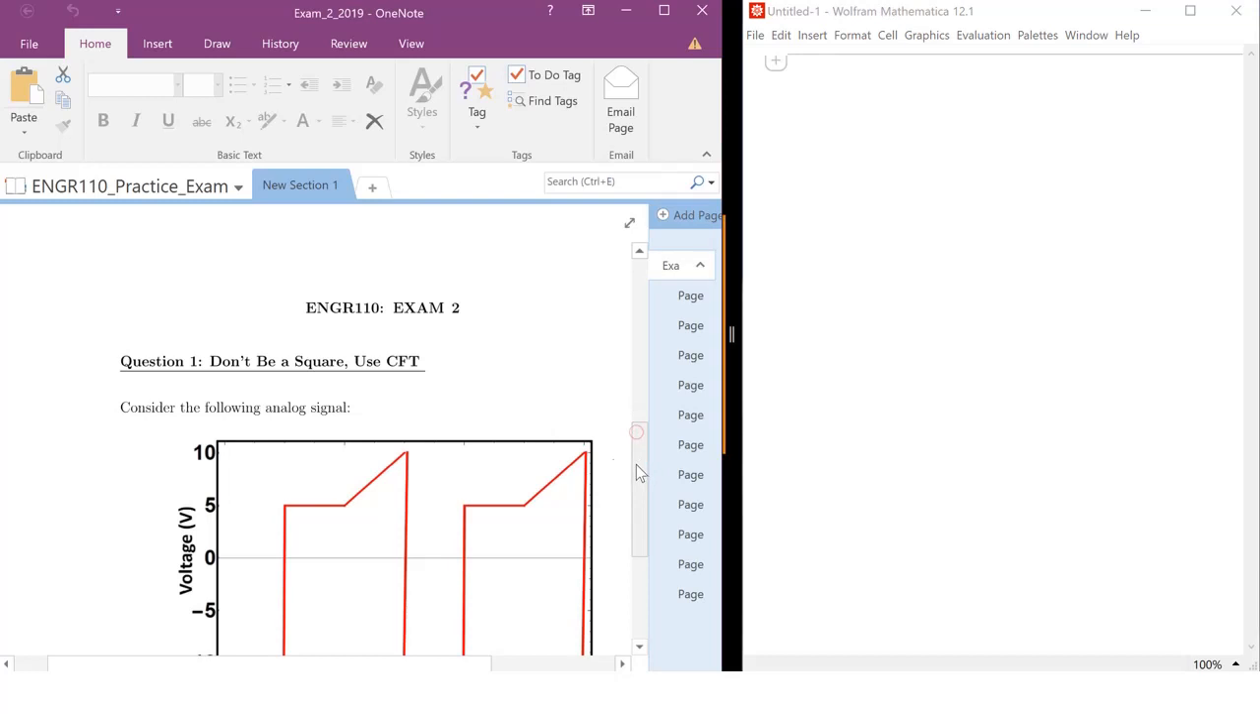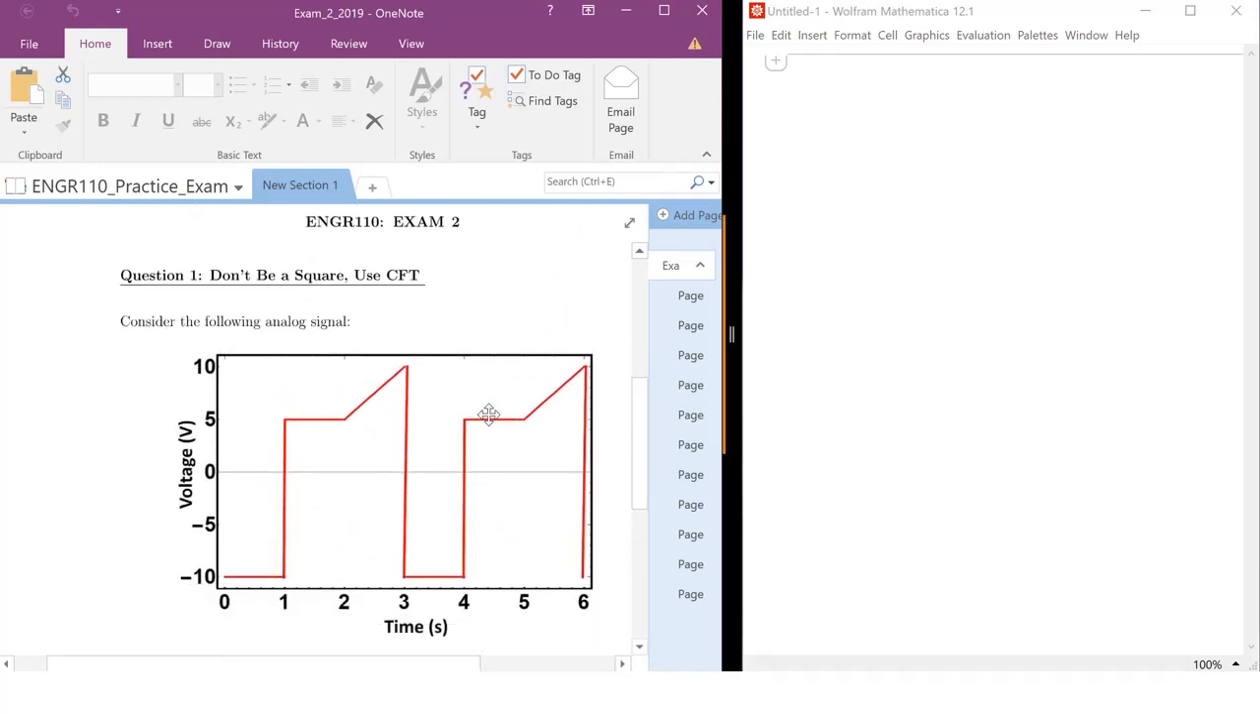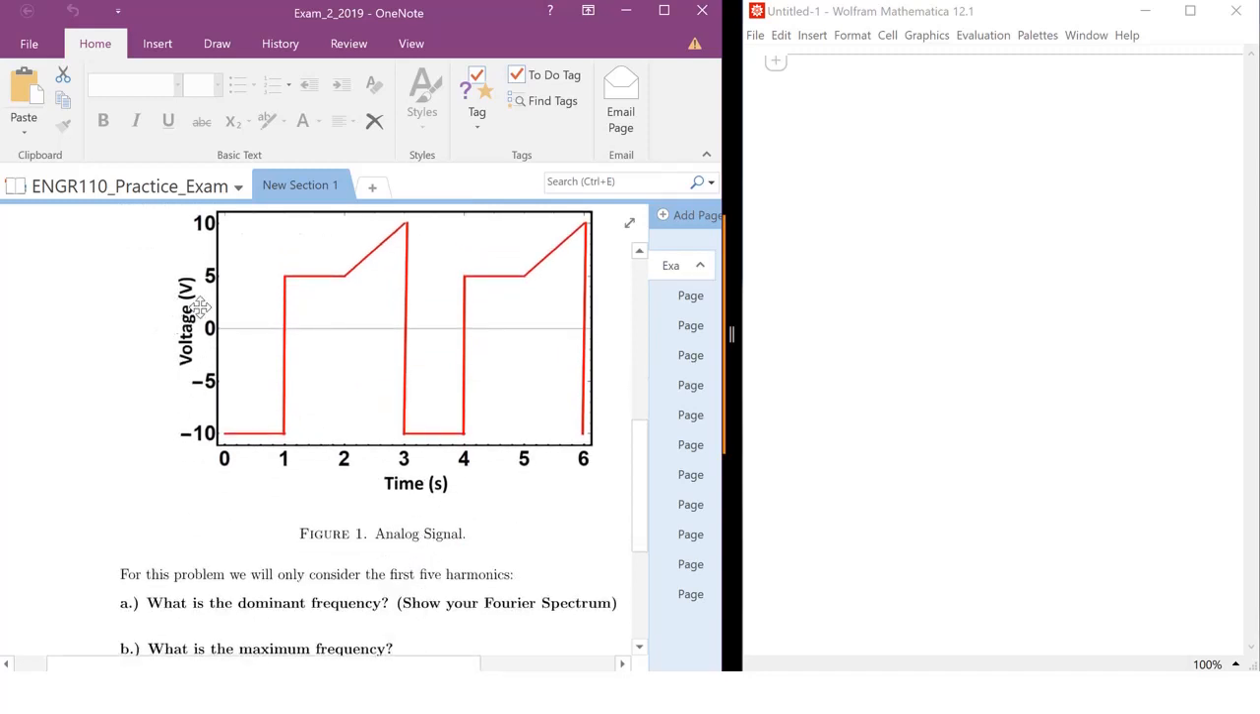So let's take a look at the first problem in this exam. Question 1: don't be a square, use CFT. I like to use puns in my example problems. It says, consider the following analog signal. We see a plot of voltage versus time here, voltage in volts, time in seconds. Be sure to check what your time unit is, because that is critical for your Fourier analysis.